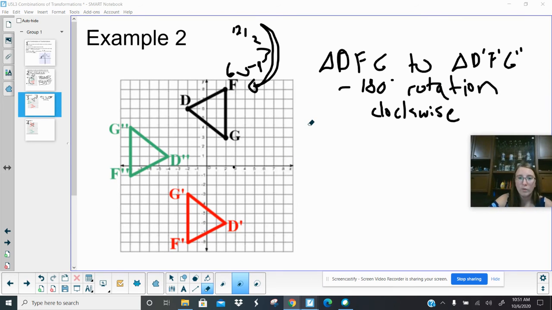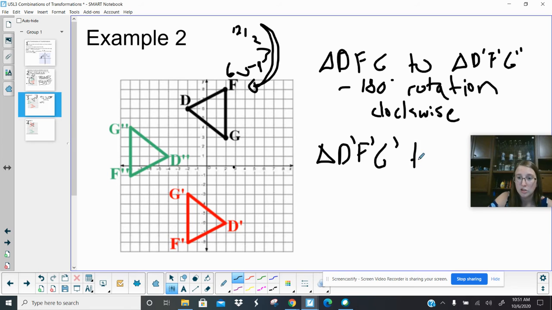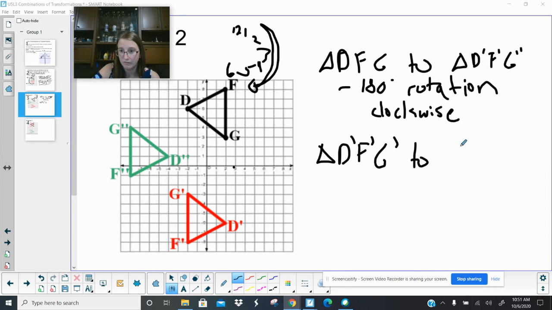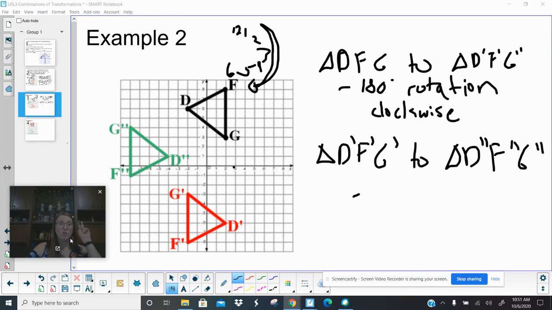Okay, so now we are looking at the single prime to the double prime. So D prime, F prime, G prime to the double: D double prime, F double prime, G double prime. So I am now focusing on these two. Now you have to focus. We are ignoring the black shape. I want to know how I got from here to here.